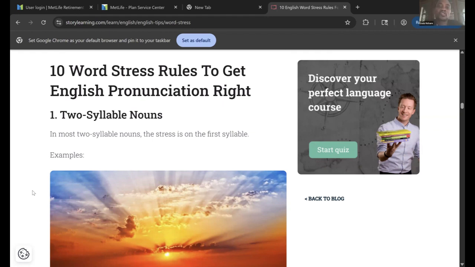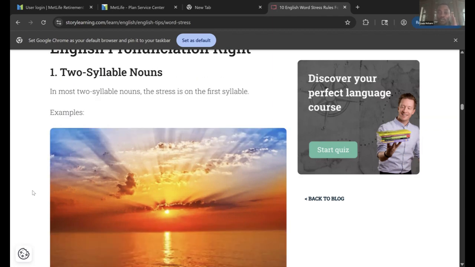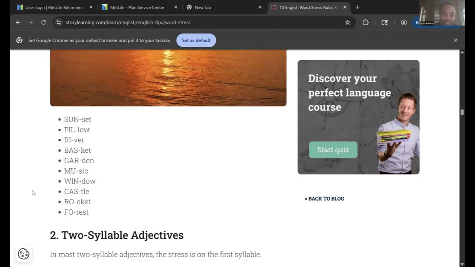So, 10 word stress rules to get English pronunciation right. The first one would be the two-syllable nouns. In most two-syllable nouns, the stress is on the first syllable. Okay? In most of them, not all of them. Now, you have the rule. I just want you to be able to apply it.